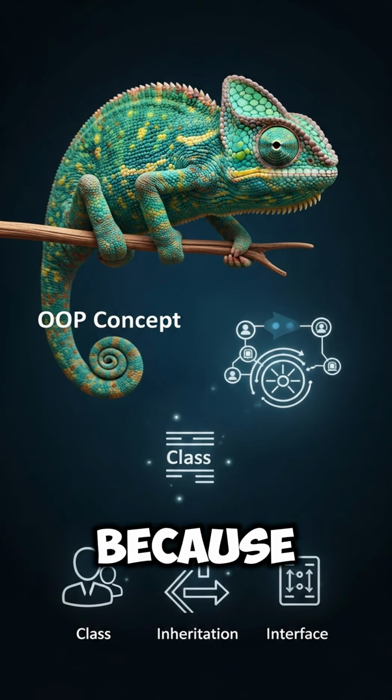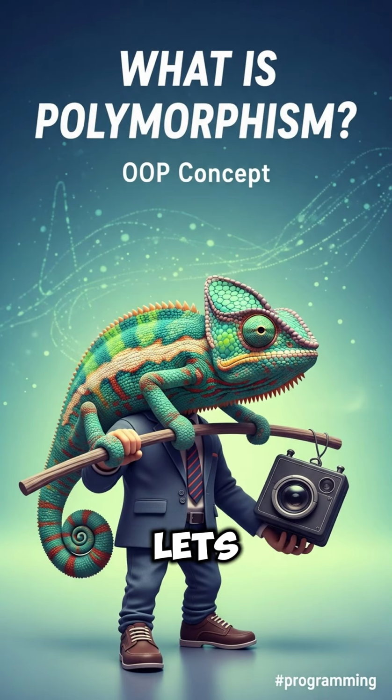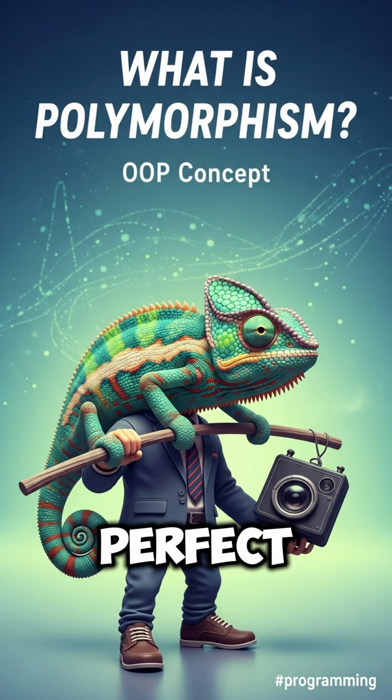Why the chameleon emoji? Because a chameleon changes its form to adapt to different environments, just like polymorphism lets objects take many forms. Plus, it's the perfect metaphor.